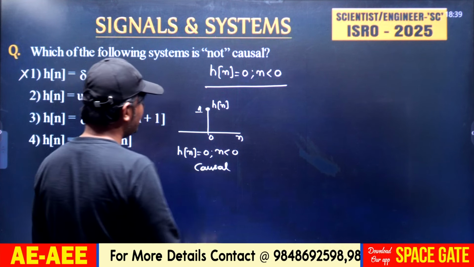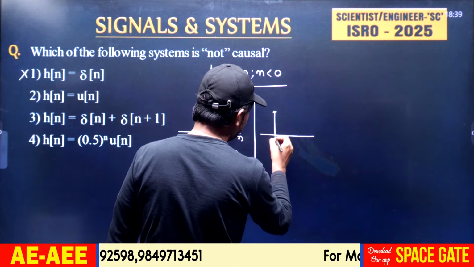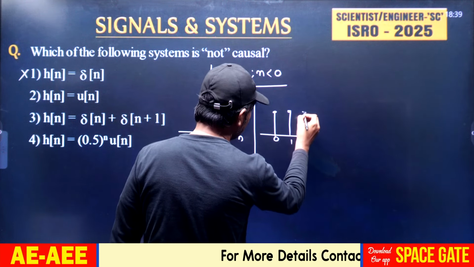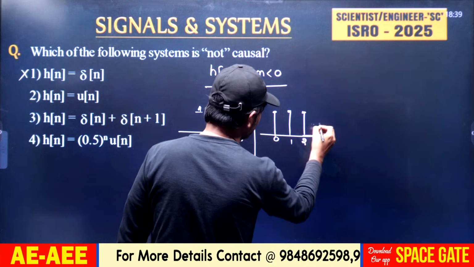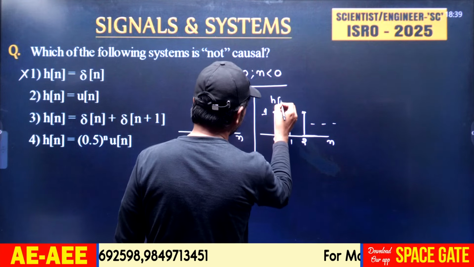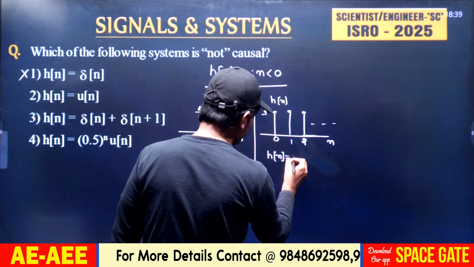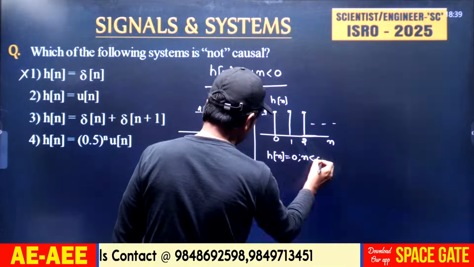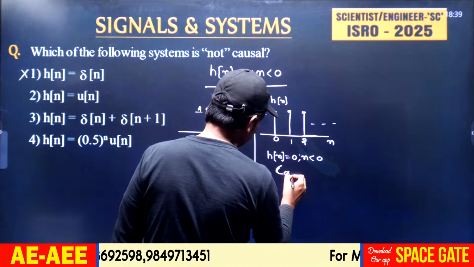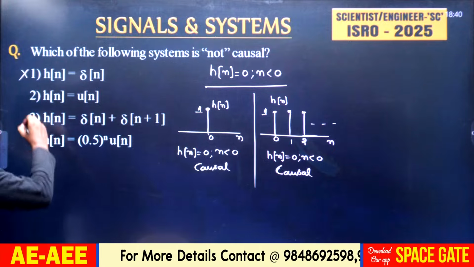Next, h of n is equal to u of n. And do you remember the shape of u of n? The discrete time unit step signal. This is h of n equal to u of n. And clearly here also h of n is 0 for n less than 0, which confirms that this corresponds to a causal system. This is also causal.